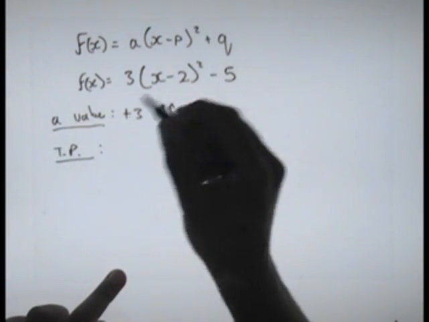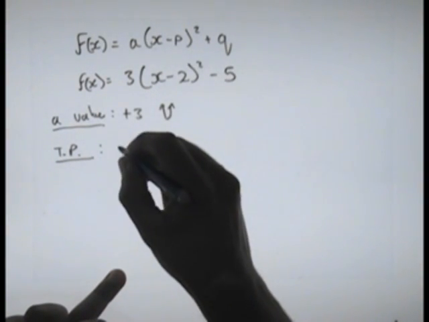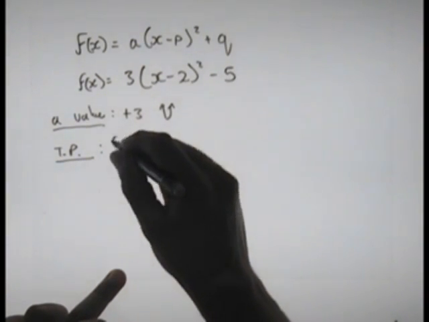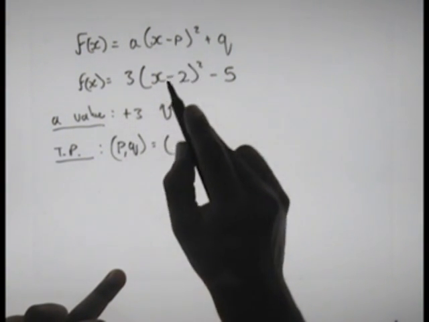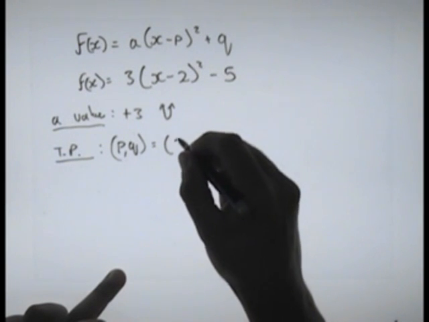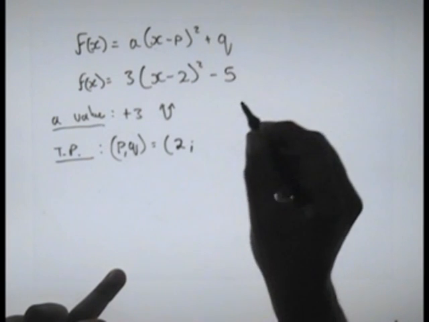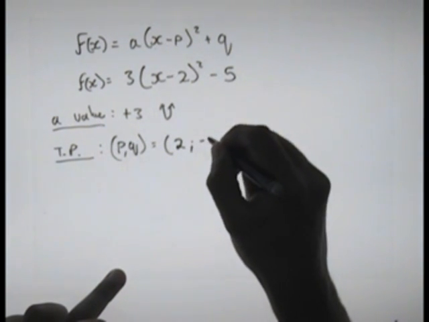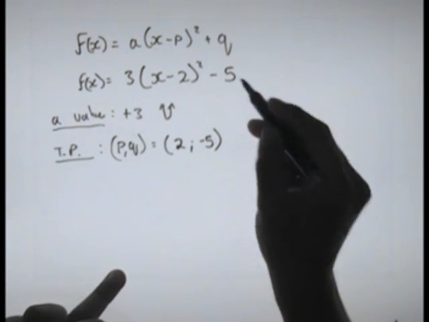Now remember that because it's in the form a(x - p) squared + q, my turning point is given by (p, q), which in this case is given by x - p, x - 2. That means that 2 is my p value of my turning point, or my x value, and my y value is negative 5, or my q value is negative 5.